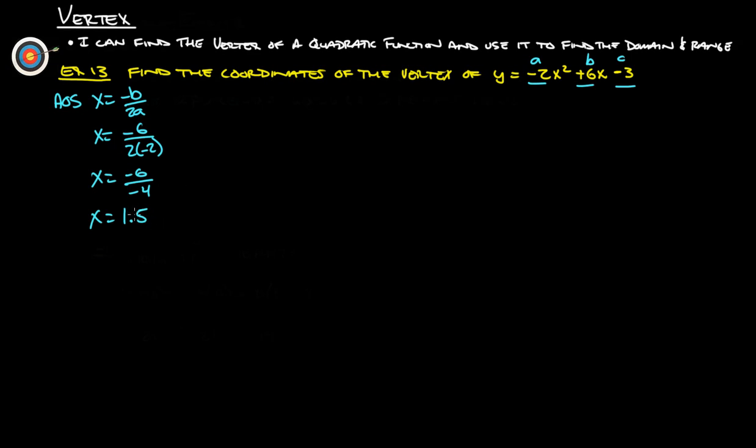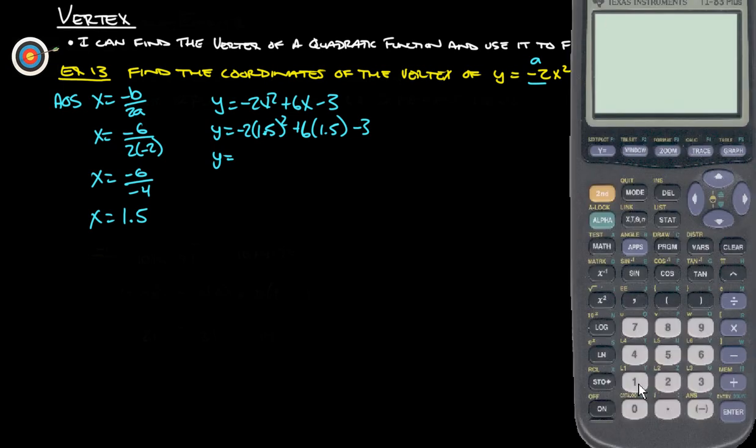Okay, now that we know the x coordinate, we can plug this x coordinate here into the original equation and find y. So we have y equals negative 2x squared plus 6x minus 3. So now we'll do y equals negative 2 times 1.5 squared plus 6 times 1.5 minus 3. Okay, so that's not super pleasant. It's doable, but it's not a great one to square. But let's just put it on the graphing calculator.